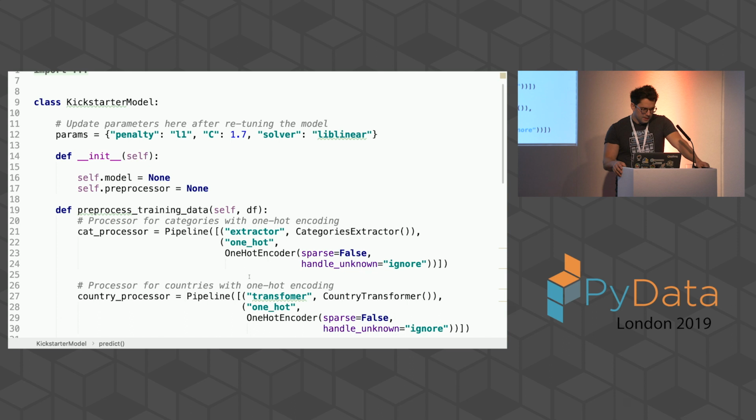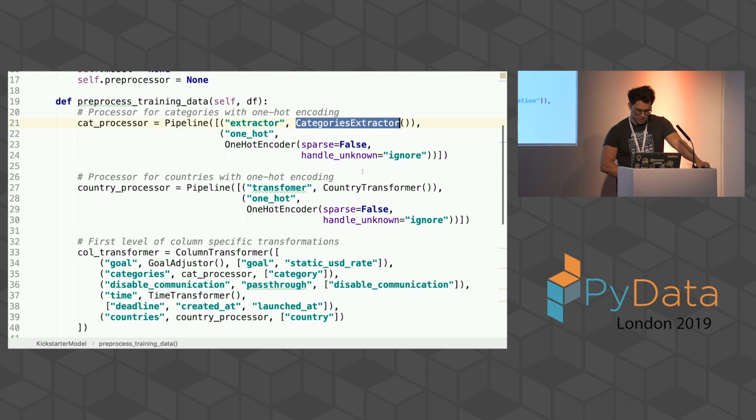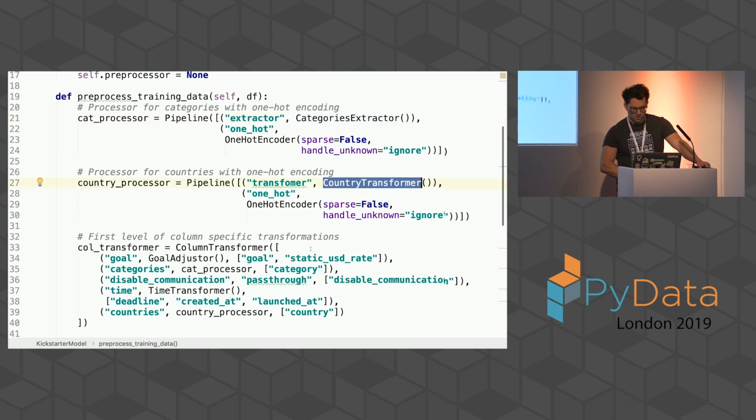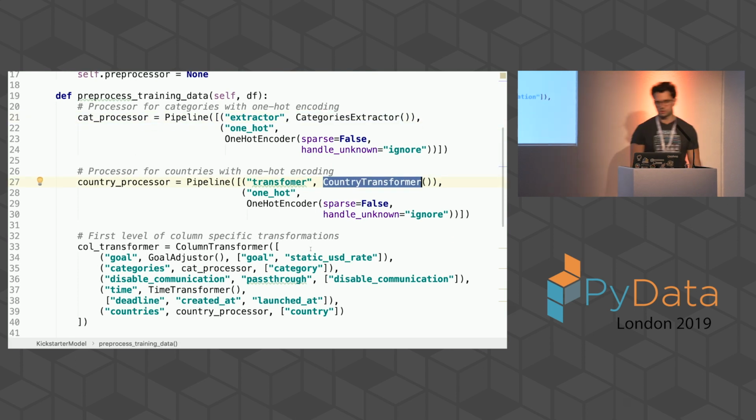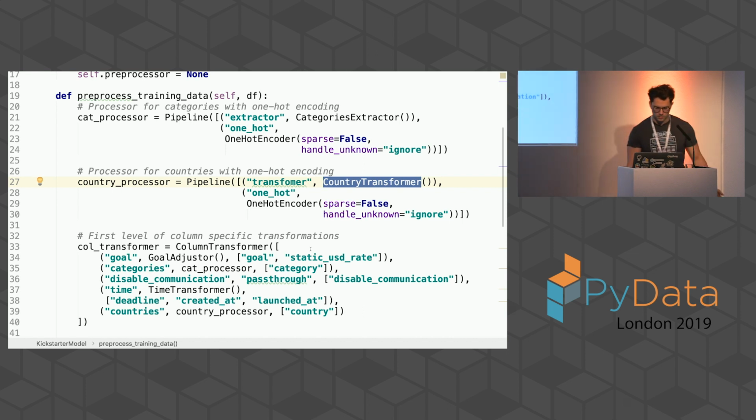Okay. Now, as you can see, all of this code heavily makes use of different pre-processing steps. So there is a categories extractor, a country transformer. What's all of this stuff? How do we know this is correct? Is it doing the right thing? So in this tutorial, we're going to look at, well, how do we unit test it all?